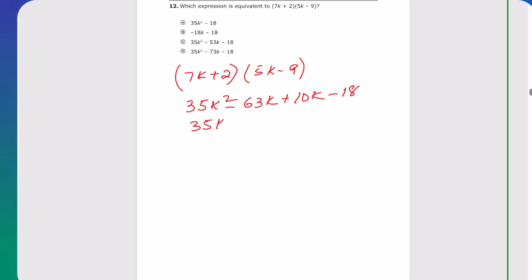Combine the middle terms, negative 63k plus 10k, which equals negative 53k. So the simplified form is 35k squared minus 53k minus 18. Choice C is the correct answer.